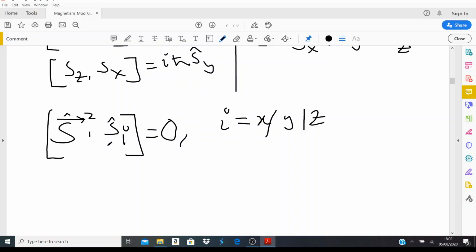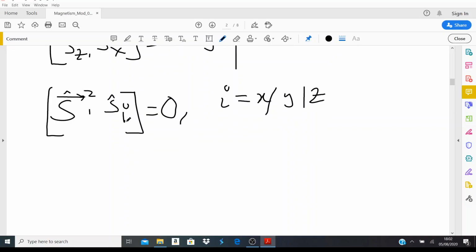So we need to define a common eigenstate for S square and S_i, and in that case, which i should I pick? Is it x, y, or z? I told you, in magnetic problems we usually say the z-axis is the axis of the applied magnetic field. So usually we always consider the z component of the spin angular momentum, right? So that's our starting point.